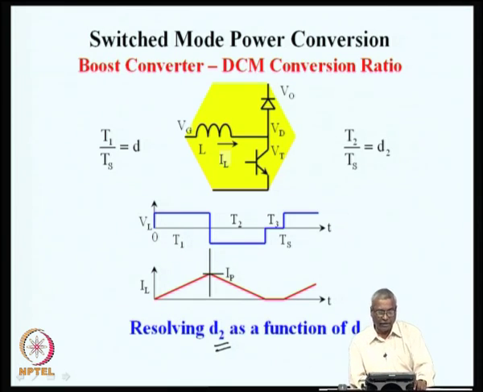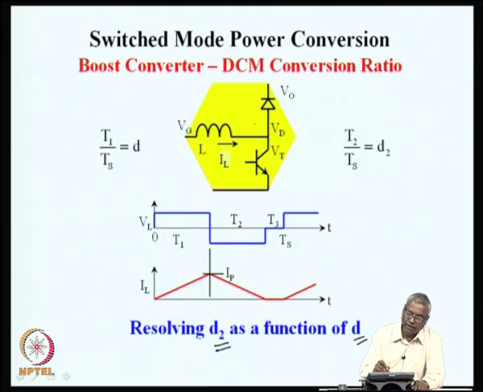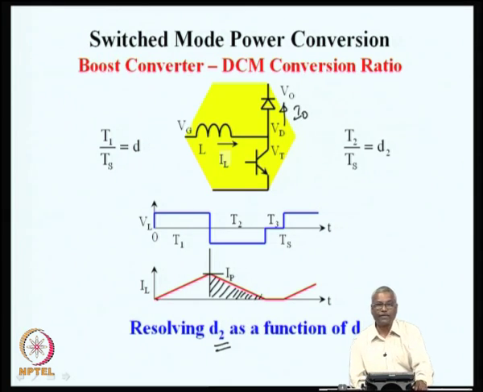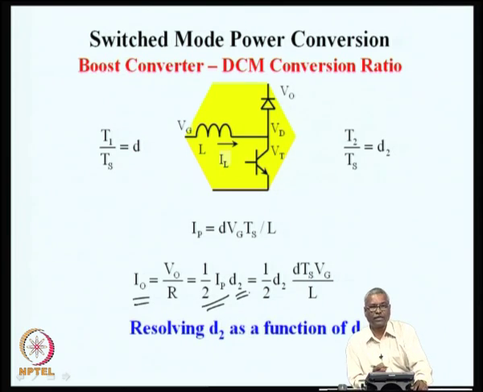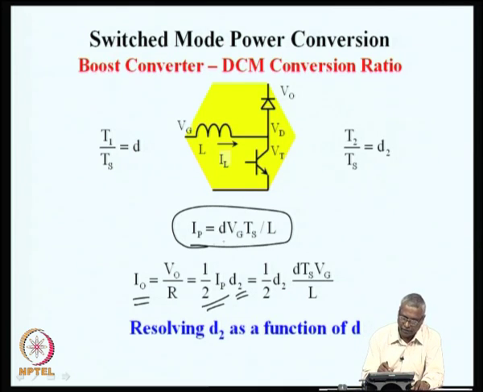As before, it is possible to evaluate D2 in terms of D by finding out the average current flowing out of this. Average current flowing out is whatever hashed area I am showing here. If that is averaged over one cycle, that will give the average current, which is I naught, and that is shown as I naught averaged over D2, because only during D2 is the current going to the output. This can be written in terms of the peak current.